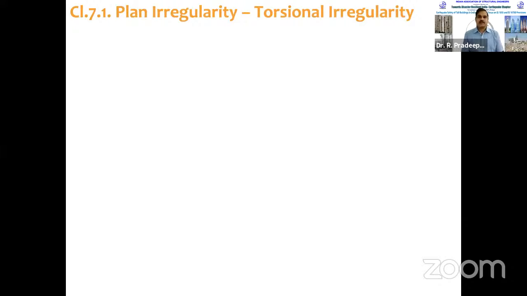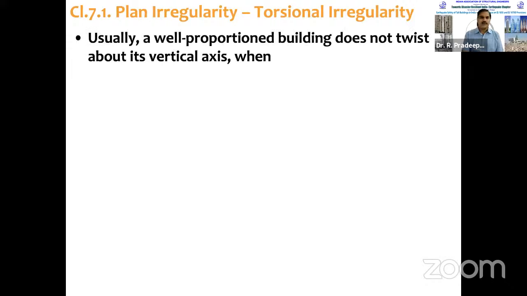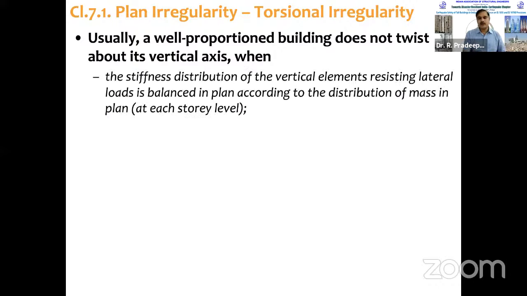Then the next important thing is torsional irregularity. Quite often I've seen in projects this is neglected, sometimes not taken care of very well. A well-proportioned building does not twist about its vertical axis. What we want is that the building should translate in the x direction and y direction. That is good behavior of the building. It should not twist as its first mode.